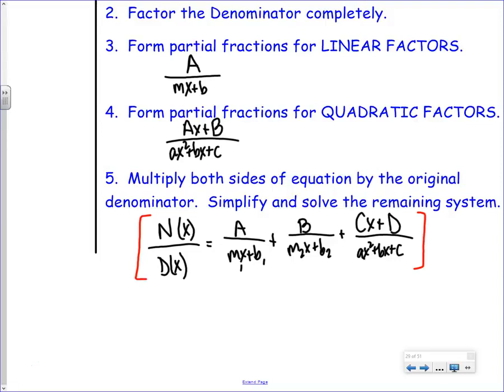To solve, you multiply both sides of the equation, the original and the partials that you've found, but you still don't know what goes up top in them, by the original denominator. So multiply this side by d of x, and it's just going to cancel, I'm just going to get the numerator. And then multiply this side by d of x. This is where it's going to get interesting. When I multiply by d of x, where did these little denominators come from? Do you remember where they came from to begin with? Look at step number 2. Where did each of the denominators come from?